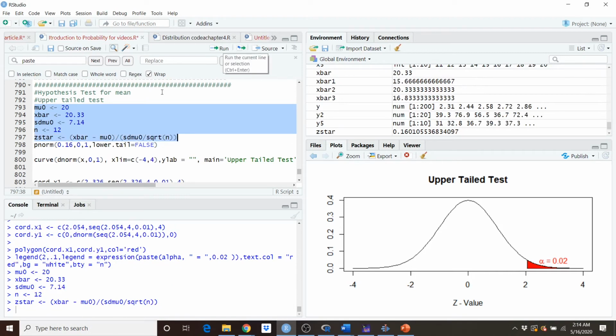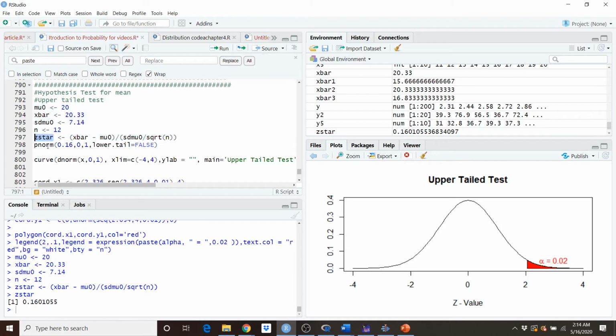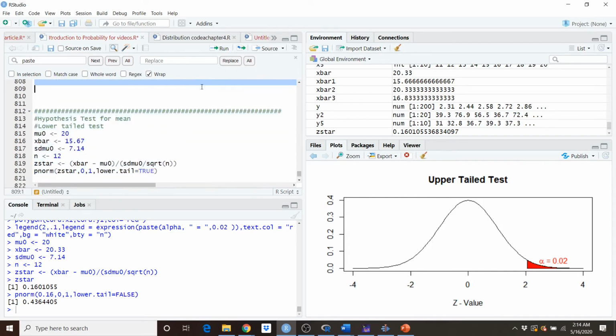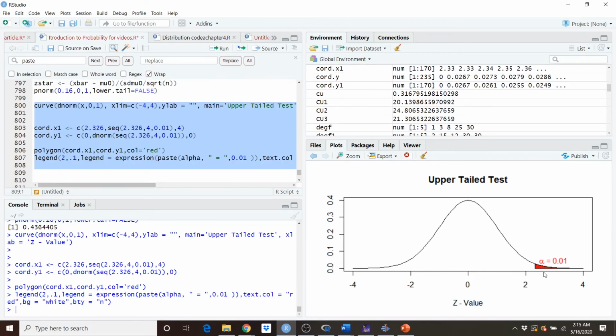We can run this. I can then find the probability. Remember, we said that z star was 0.16, and so our probability, here's our z star value, 0.16, 0, 1, lower tail is false. Notice our probability is 0.4364. And what, again, might this curve look like? Here's my alpha value of 0.01, but my p-value, 0.4364, my upper tail p-value, is somewhere over here. And so it's much larger than my alpha, and so I'm going to fail to reject the null hypothesis and conclude I've got insufficient evidence to say that the mean time is greater than 20.